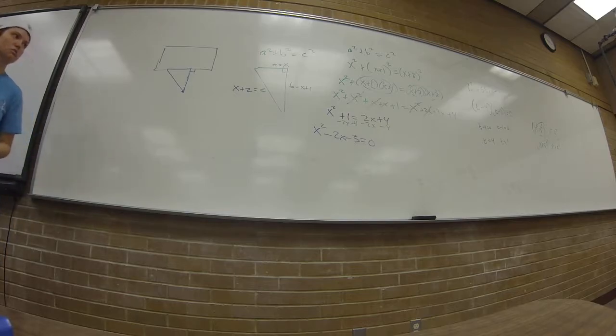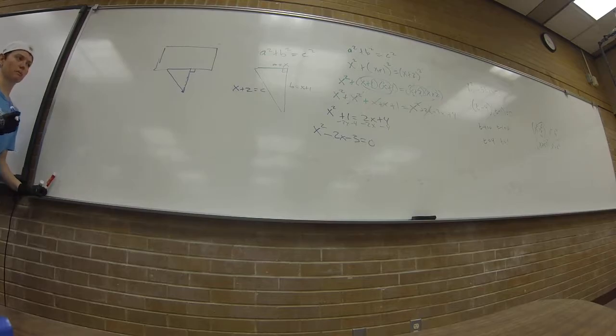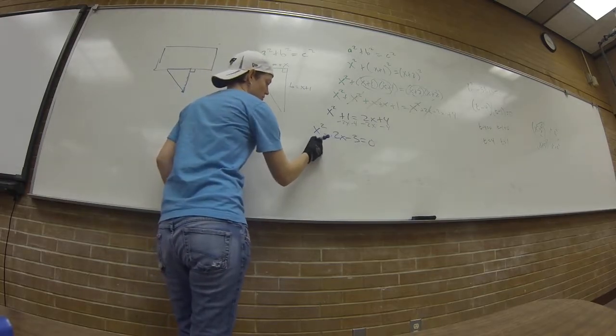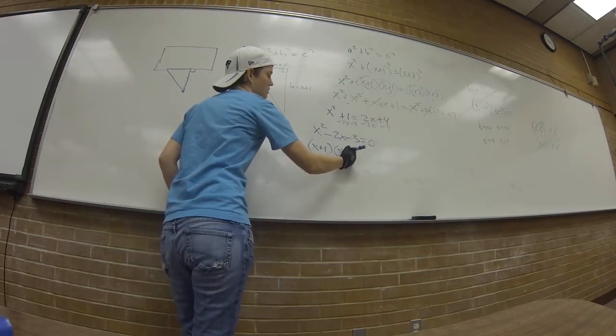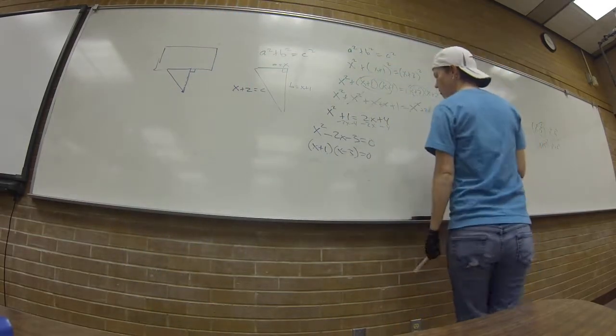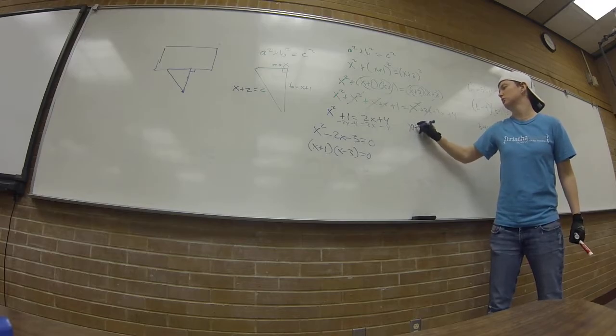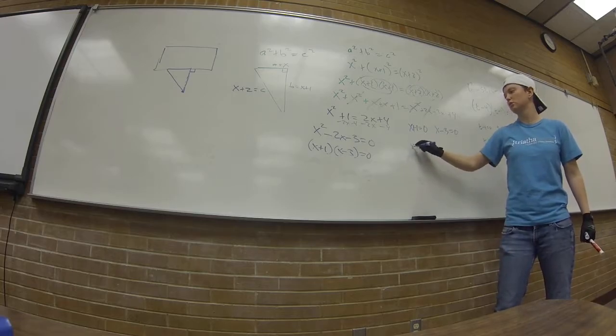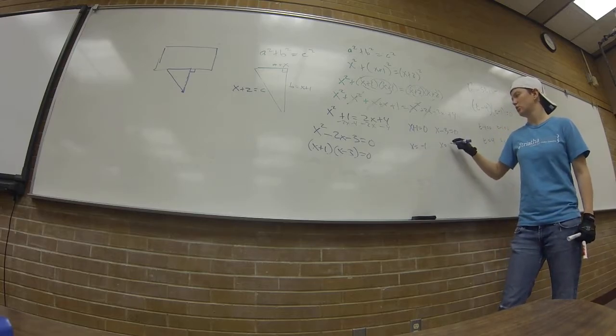Alright, let's solve this now. What are we looking for? Factors of -3 that add to -2. Alright, which are going to be what? -3 and positive 1. So x plus 1 times x minus 3 equals 0. Now we just set those two chunks equal to 0. We get x plus 1 equals 0 and x minus 3 equals 0. What are the two answers? -1 and 3.